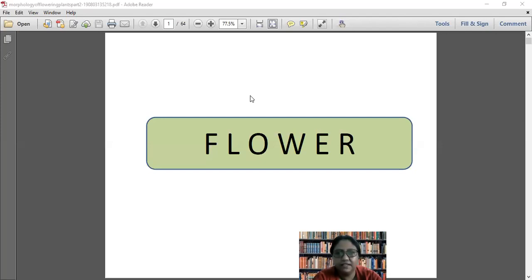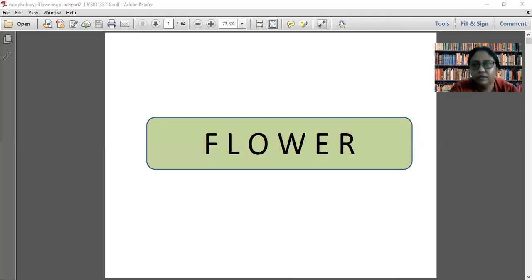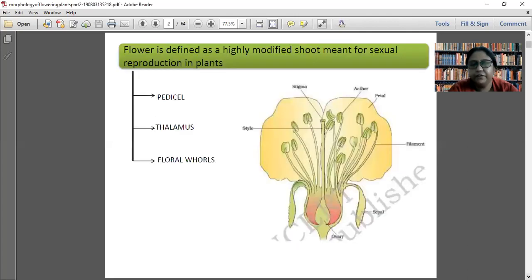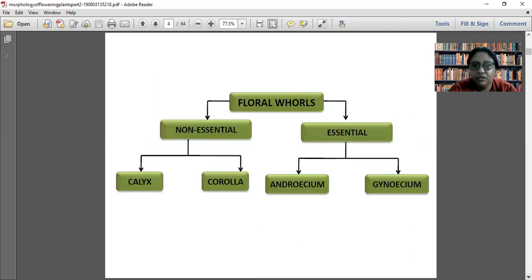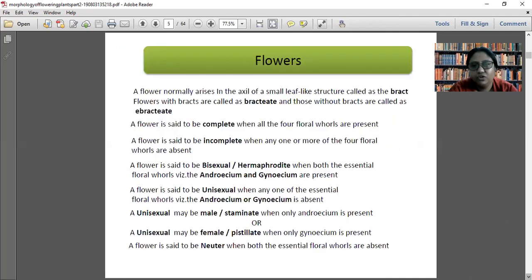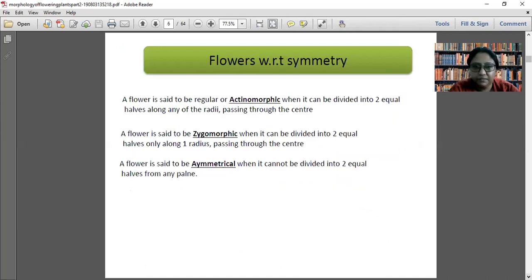In our last lecture, we talked about flower. We completed different parts of flower, what they are, and their role in flower. We talked about floral holes. What are the different terminologies we use and their meaning?